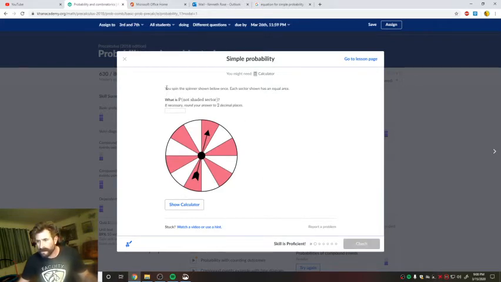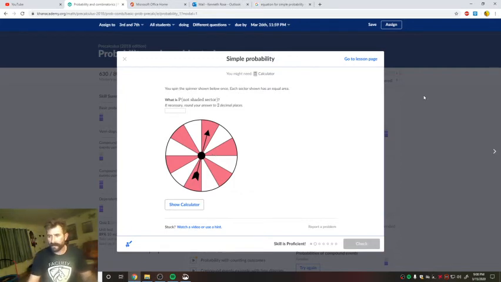So this is a different way of looking at it. If you spin the spinner shown below once, each sector shown has an equal area. Okay. So what is the probability of the arrow not landing on a shaded sector? So in other words, what is the probability of the arrow landing on a white sector?